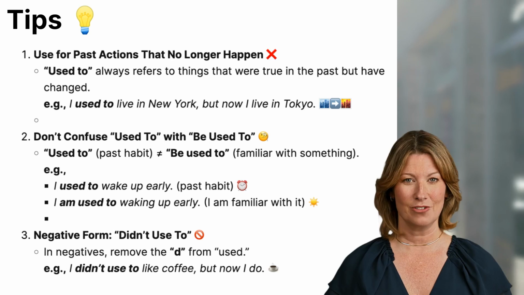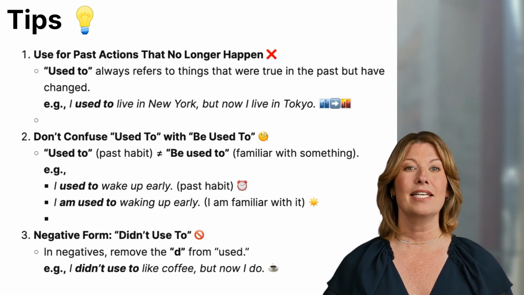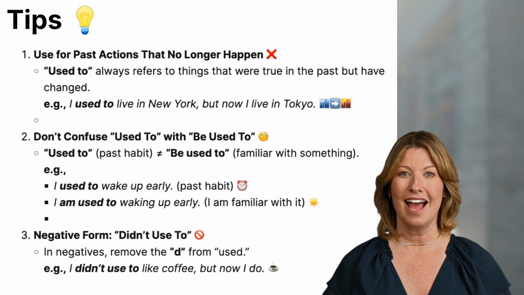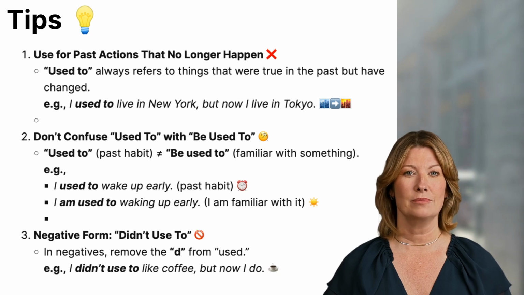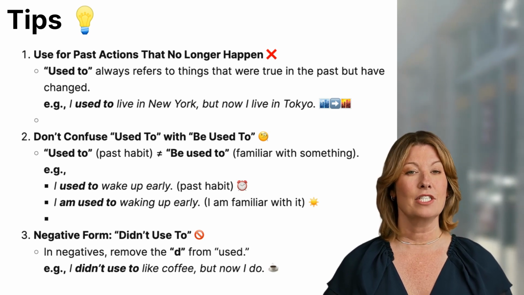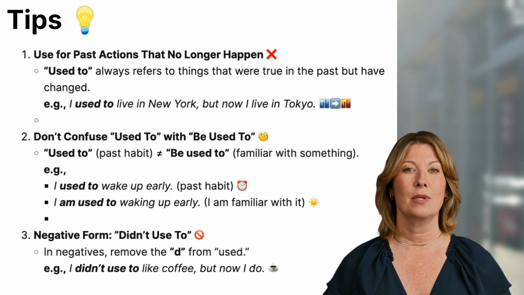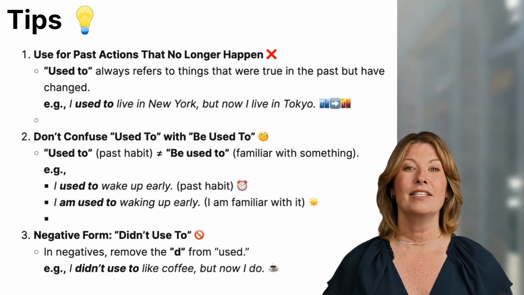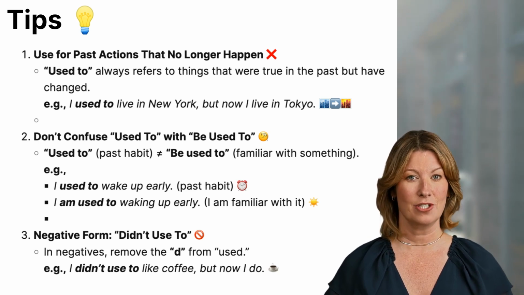3. Negative form, didn't use to. When making negative sentences, remove the D from used. Example, I didn't use to like coffee, but now I do. More examples. She didn't use to exercise, but now she goes to the gym every day. They didn't use to own a car, but now they have one. This is an important rule. Never say, didn't used to.